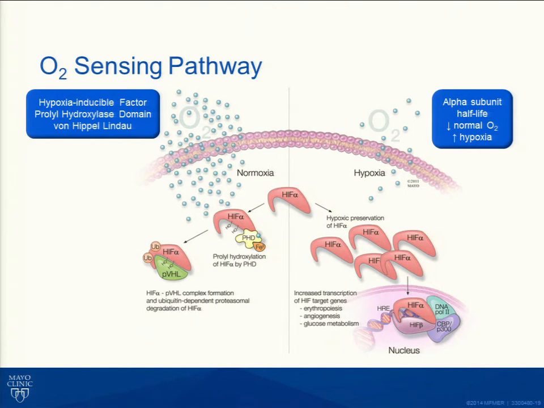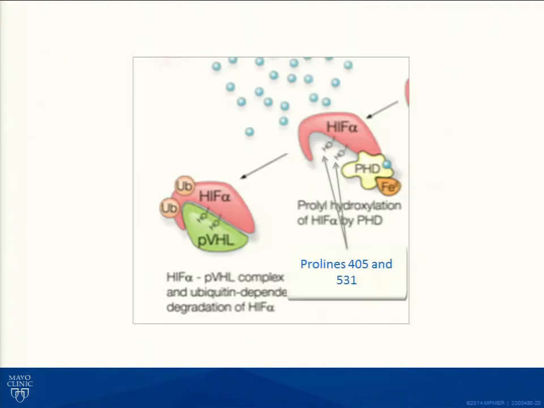So you can summarize mutations in the oxygen sensing pathway by saying mutations in any one of these three proteins, HIF, PhD2, and VHL, or their genes, will mimic a hypoxic situation. In other words, persistence of the HIF alpha subunit binding and then upregulation. I just want to point out those two prolines are located at positions 405 and 531.